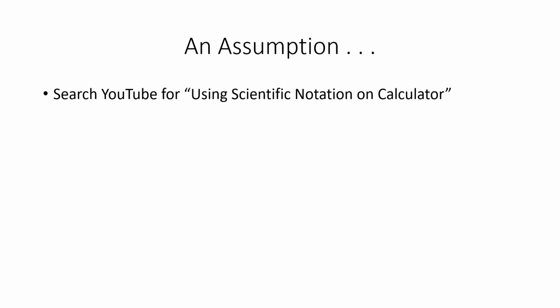If you just go to YouTube and search for using scientific notation on calculator, you'll find all sorts of demonstrations of how to do that on your calculator. There's a mode on your scientific calculator for scientific notation, and using that mode you do not have to type times 10 to the whatever it is. It's a better way of doing it. It stores the numbers as a single memory entry.